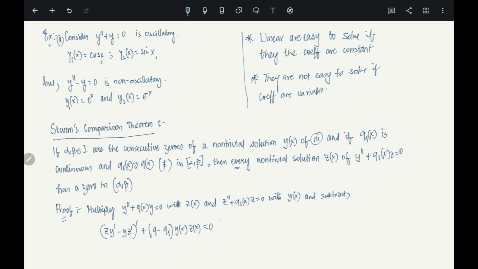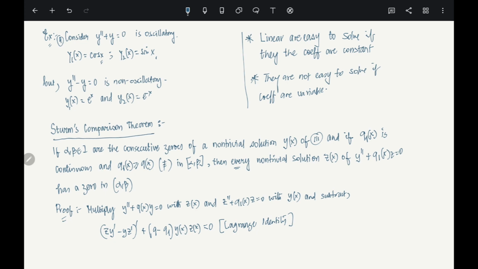Okay, how do you get this? This is exactly the Lagrange identity, if you remember. This is Lagrange or Green's, whatever you want to call it, doesn't matter. If you just take the integration part, then you can call it Green's, but anyway, it's okay. So this is the Lagrange identity. The proof of this we did in the last class, so I am not discussing this part.